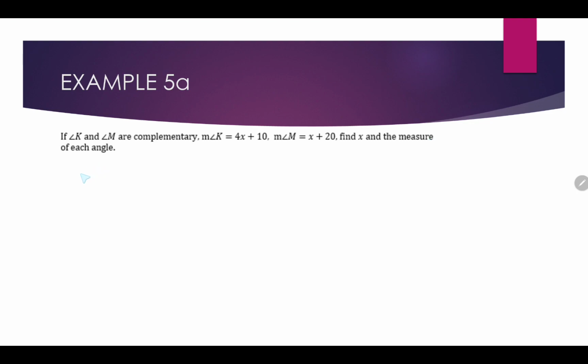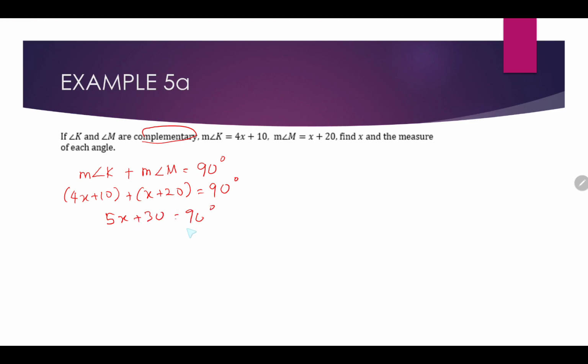Okay, so we know that the measurement of angle K plus the measurement of angle M equals 90 degrees because they are complementary. So what is the measurement of angle K? We got 4x plus 10, and the measurement of angle M is x plus 20. So equals 90 degrees. So we got here 5x plus 30 equals 90 degrees, and 5x equals 60, and x equals 12.